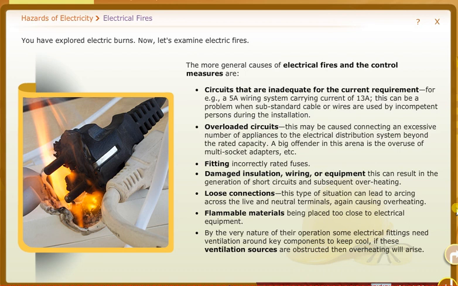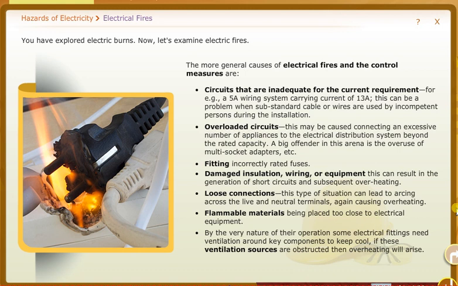Overloaded circuits. This may be caused by connecting an excessive number of appliances to the electrical distribution system beyond the rated capacity. A big offender in this arena is the overuse of multi-socket adapters, etc. Fitting incorrectly rated fuses. Damaged insulation, wiring, or equipment. This can result in the generation of short circuits and subsequent overheating.